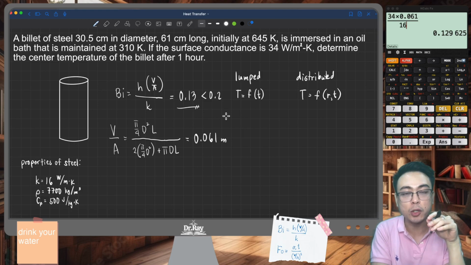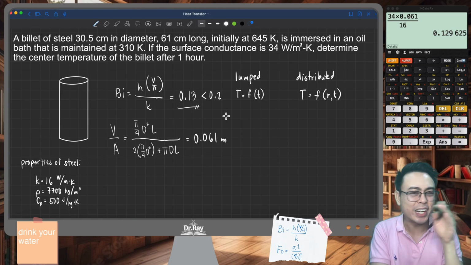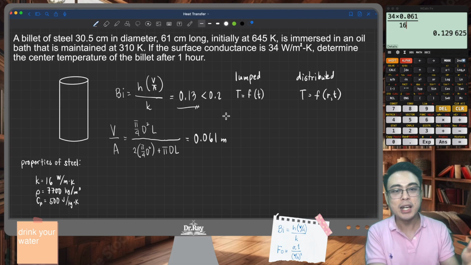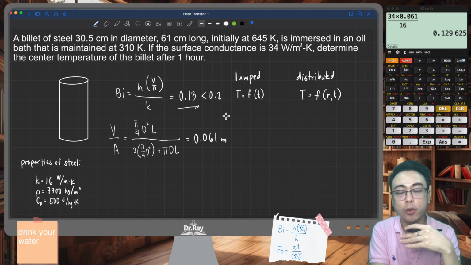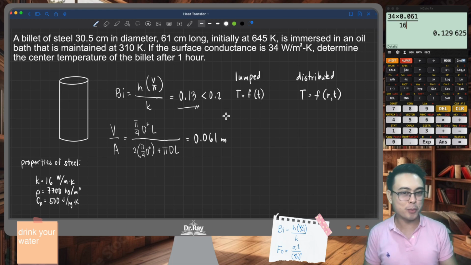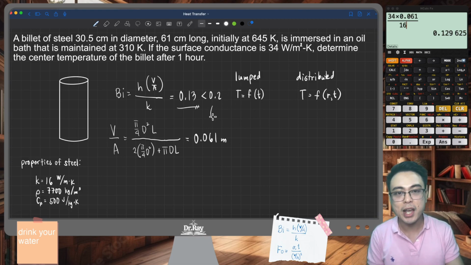But you do have to take note that for other textbooks or for other references, they are suggesting that the threshold for the Biot number be lowered to 0.1. Because remember that there really isn't a very hard definition of what should be the Biot number before you can consider the system lumped or distributed. It's a matter of looking at it in the point of view of how much deviation or how much error are we going to incur if we assume that the system is lumped. Okay? But for our purposes here, 0.13 is less than 0.2. We're going to consider this a lumped system.